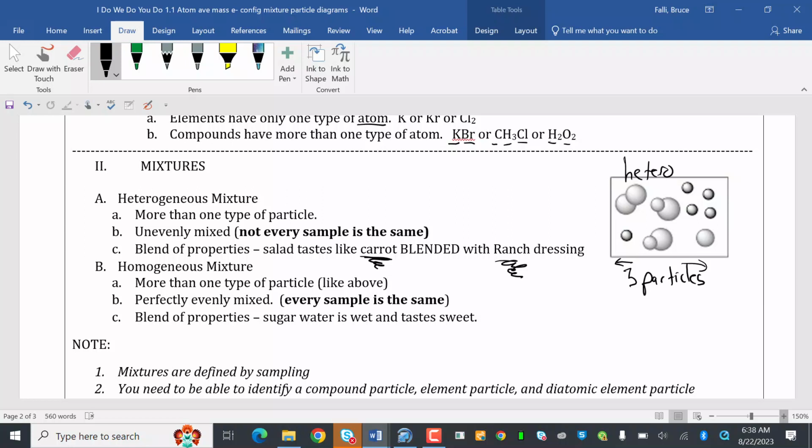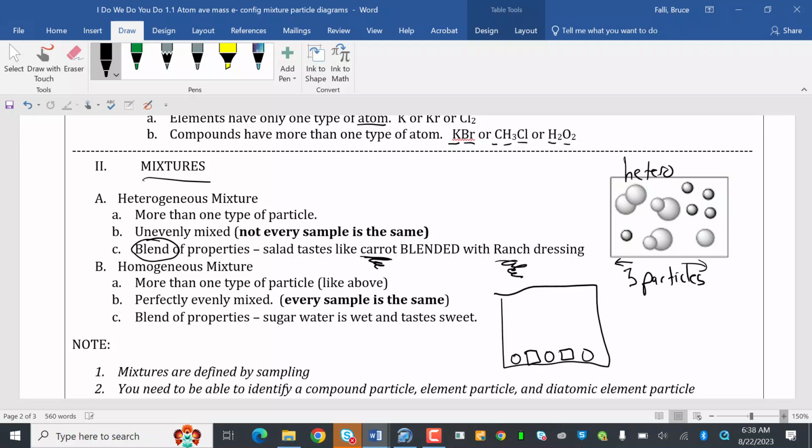Okay, if you taste a bite of bread, you don't taste, I taste the flour, I taste the sugar. A heterogeneous mixture means that you can tell the different parts. All mixtures have blends. Okay, that's how you differentiate a mixture from a compound. A homogeneous mixture has more than one type of particle. So like above, the types of particles, right? It's perfectly evenly mixed. So these are almost impossible to draw because they have to be perfectly designed.